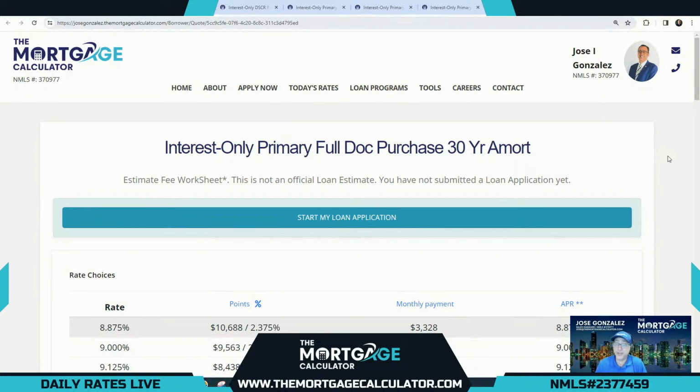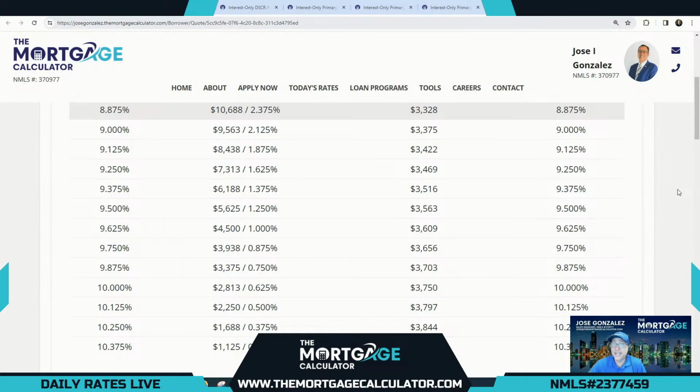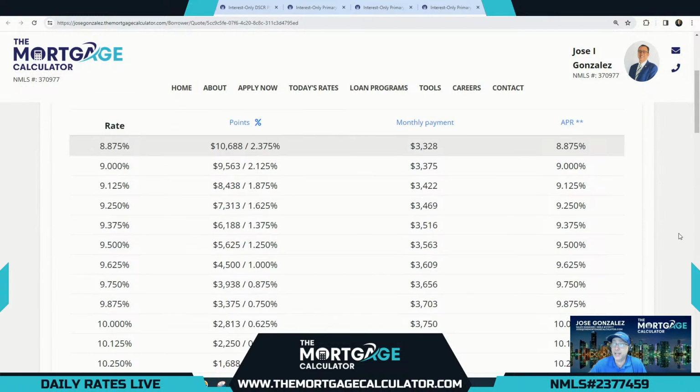And the game plan is usually to refinance or sell the property before that moment comes. So here, good options. You're looking at 10.375 as your lowest cost option and 8.875 as your lowest rate option.